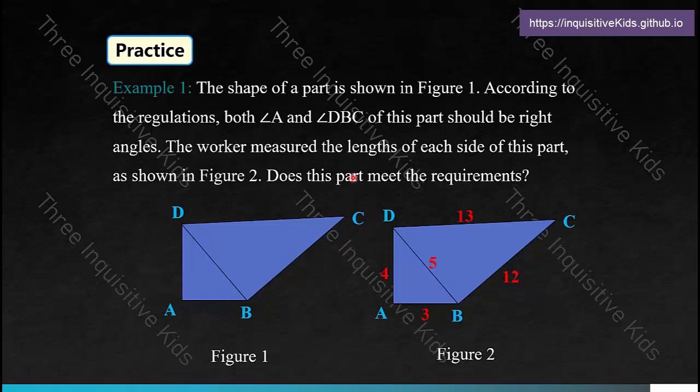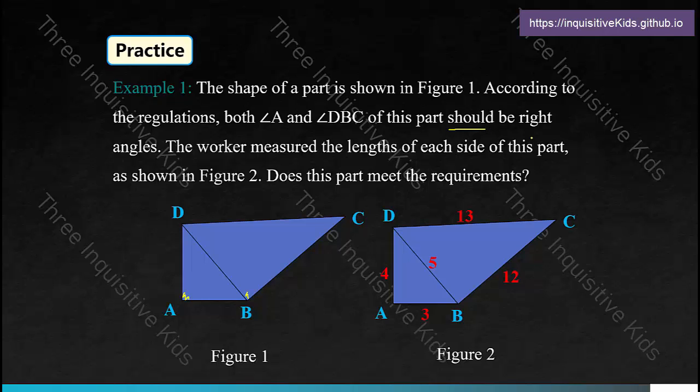So here's one practice. Example 1. The shape of a part is shown in figure 1. According to the regulations, both angle A and angle DBC, let me quickly circle and mark up those angles it's talking about right here. This angle and this angle should both be right angles.